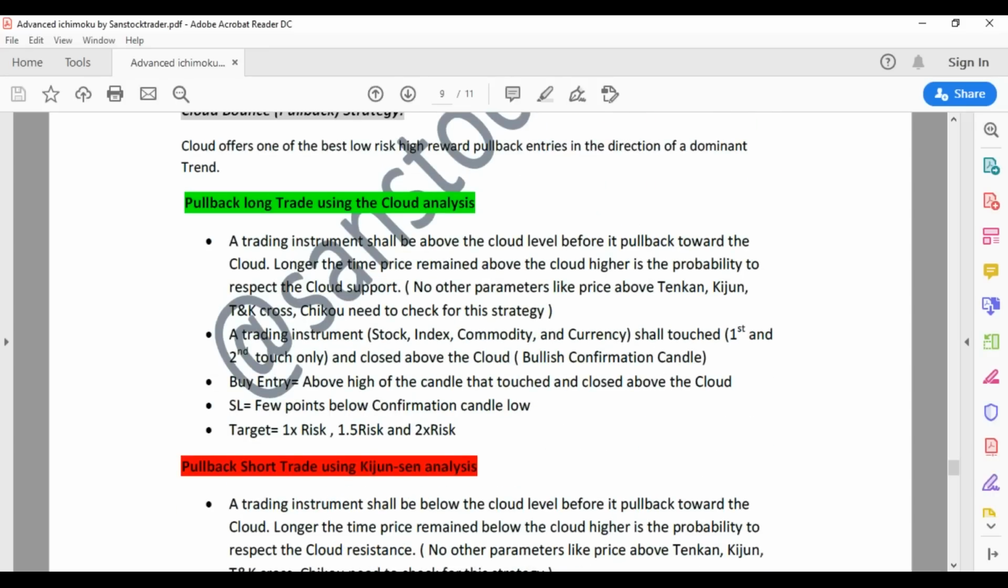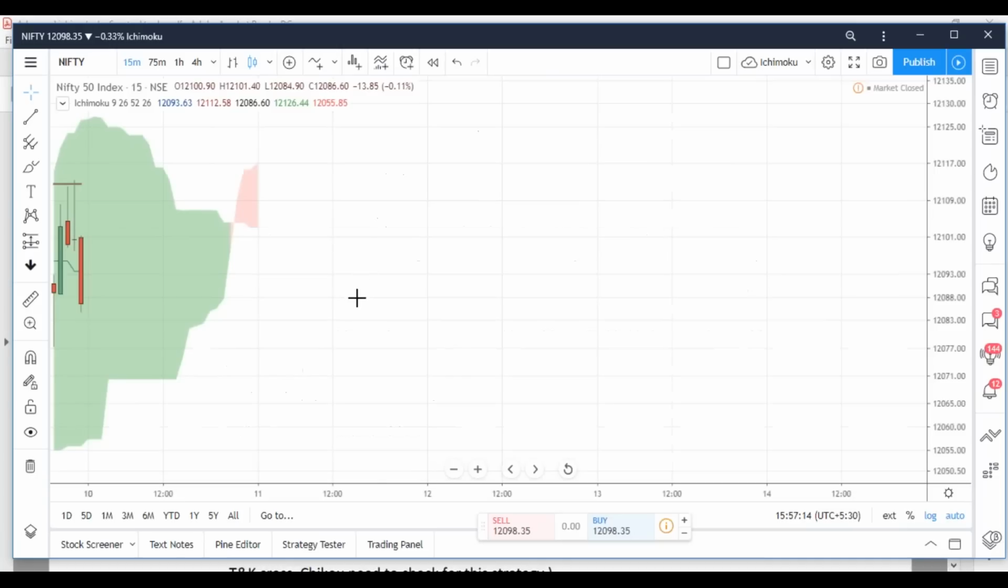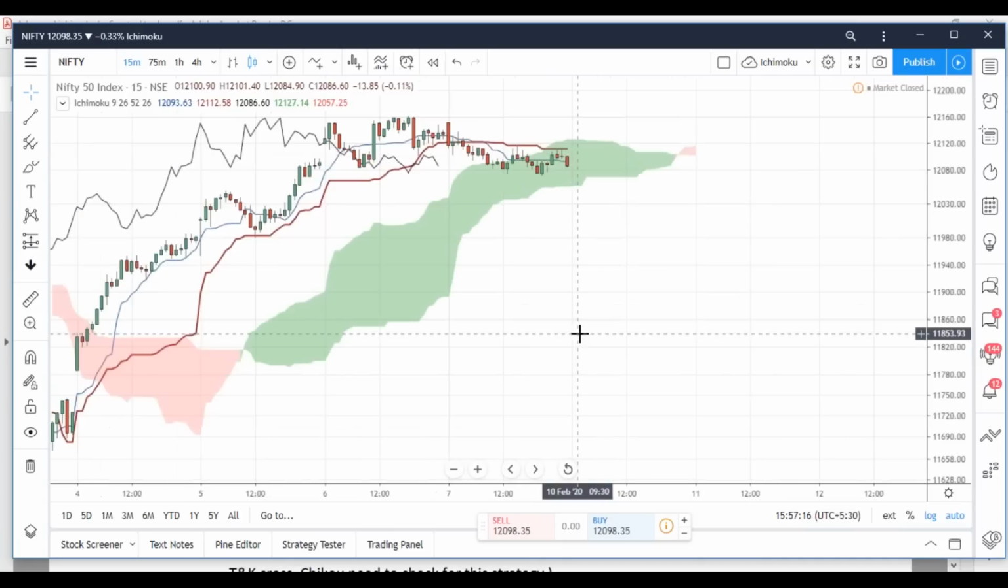A trading instrument shall be above the cloud level. We already discussed that. And in this strategy, we need not look for any other parameter. We need not look for Tenkan-sen. We need not look for Kijun-sen. Only and only the cloud. So I can show you in the TradingView chart.